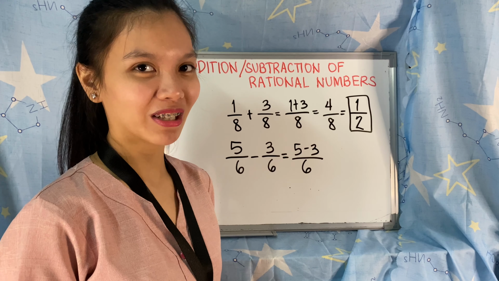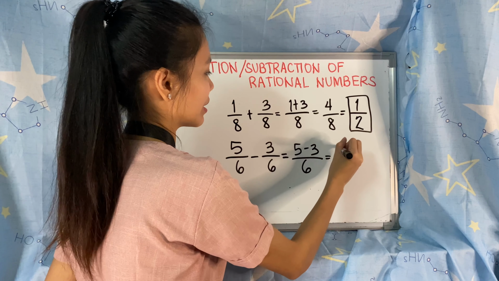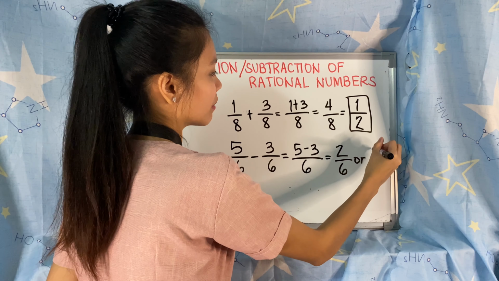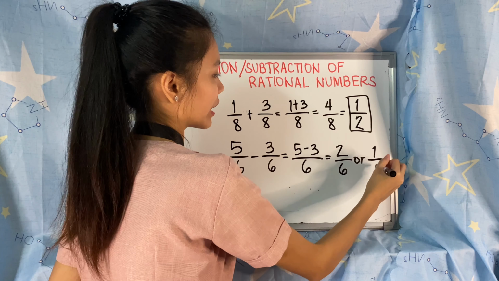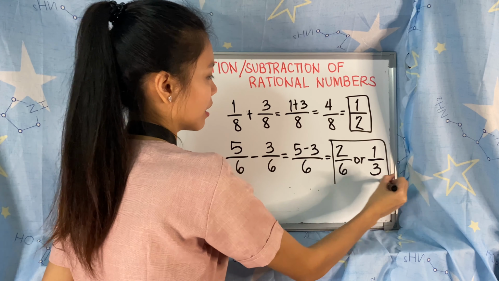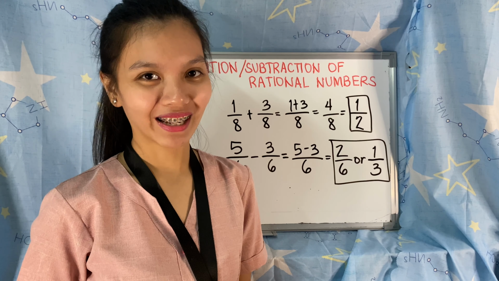Then, simplify your answer. 5 minus 3 is 2. Then, the denominator is 6. Both are divisible by 2. So, 2 divided by 2 is 1, and 6 divided by 2 is 3. Therefore, our simplified form is 1/3. So, the difference is 2/6 or 1/3.